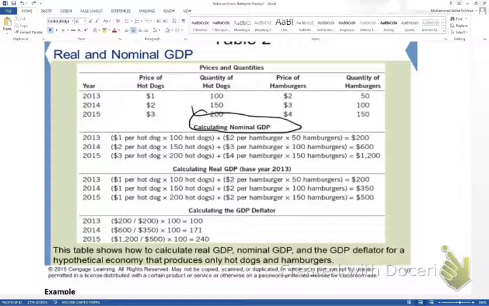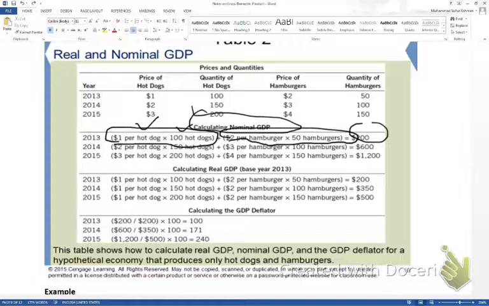So we take the price of hot dogs, multiply that with the quantity of hot dogs, that is the total market value of the hot dogs, and then you take the price of hamburgers, multiply that with the quantity of hamburgers, and that gives you the total market value of hamburgers. You add them together and you get your nominal GDP. You do the same thing for 2014, you do the same thing for 2015. So that's a very straightforward way of calculating nominal GDP.